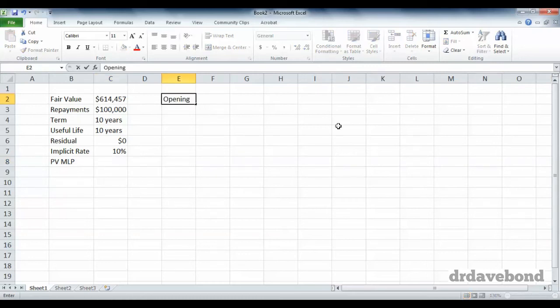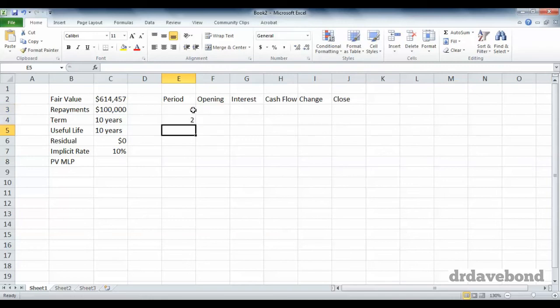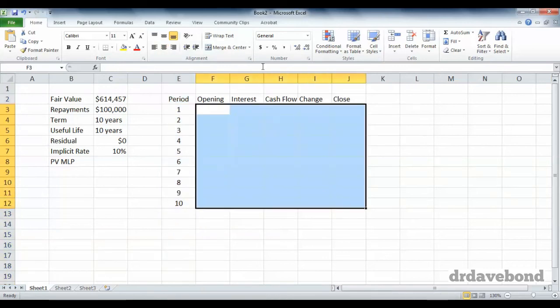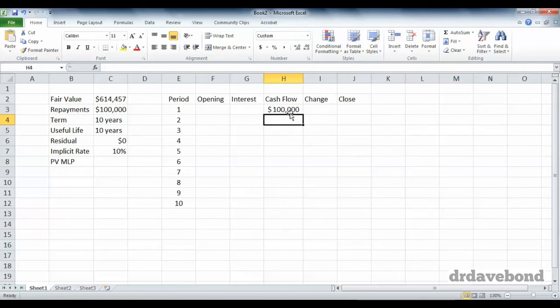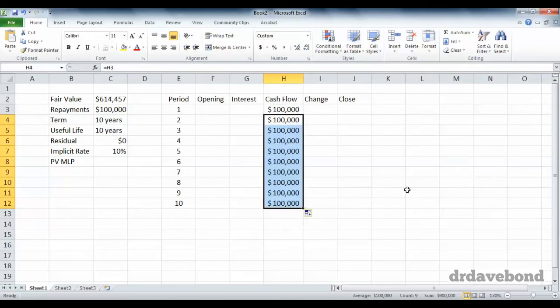Good thing to do now is to set up the lease amortization schedule. We don't know what the opening balance is at this point. I should actually put in the period here. The opening balance, the interest component, the cash flow, the change in the principal, and the close. Now we have 1, 2 down to 10. Make all these dollars. Now the cash flows we know are $100,000. So I'm just going to take them down.